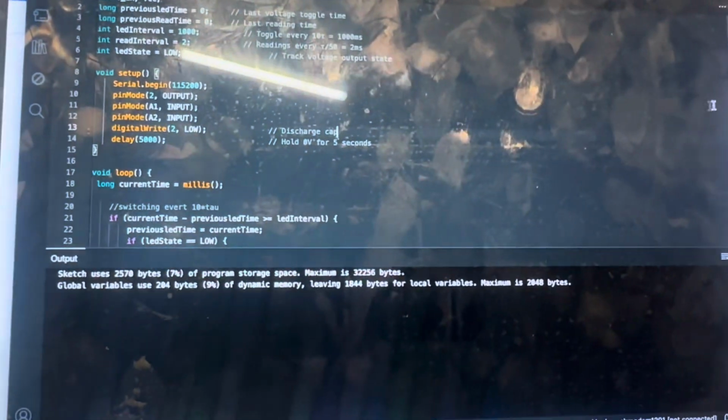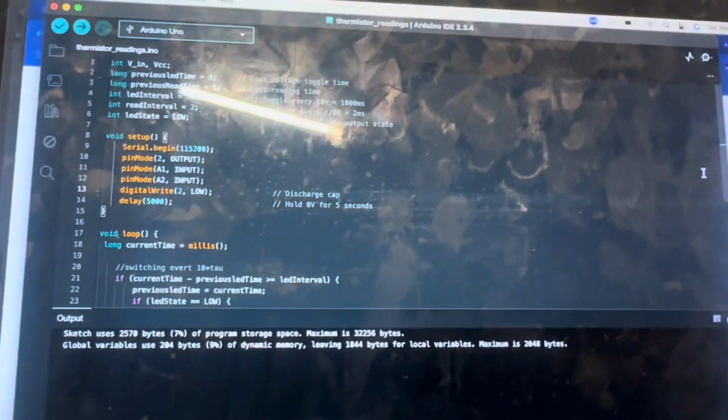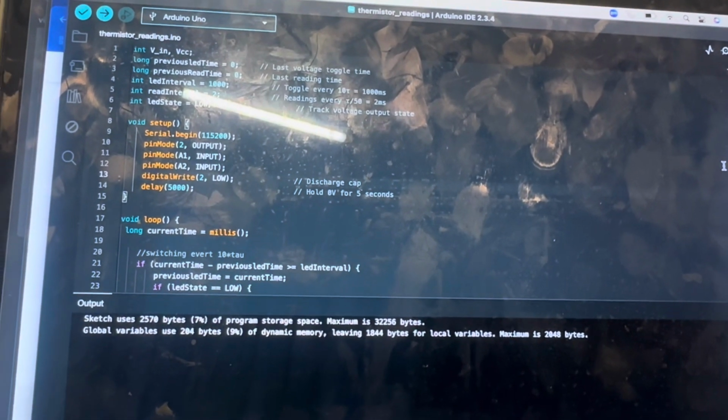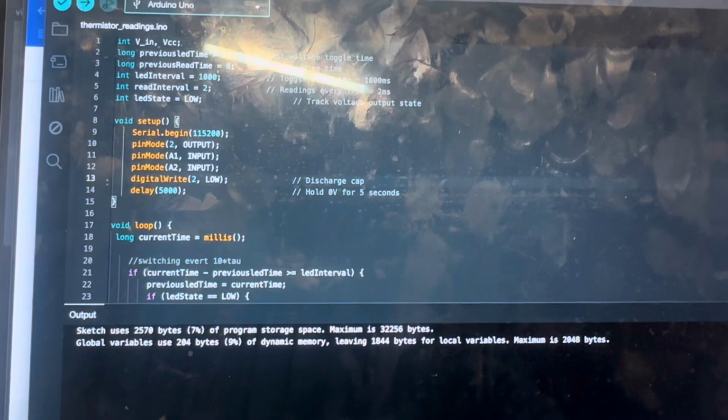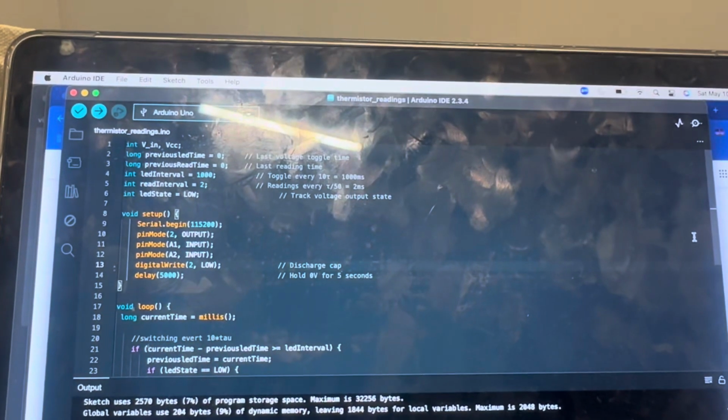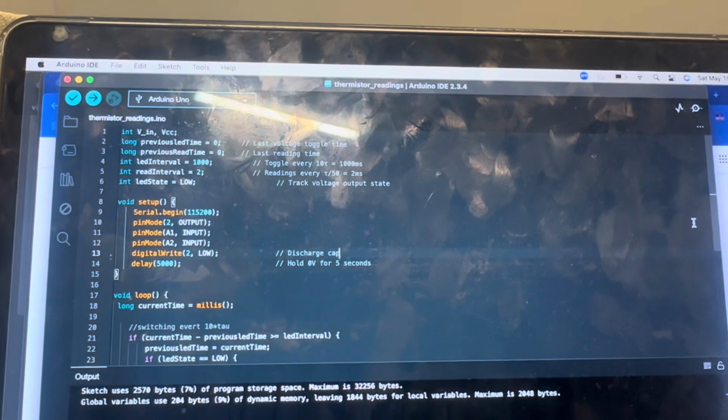So first here are the constants, where tau, the time constant, is calculated by R times C, which is the resistance and the capacitance. And then the read interval is just tau divided by 50, which is 2 milliseconds.